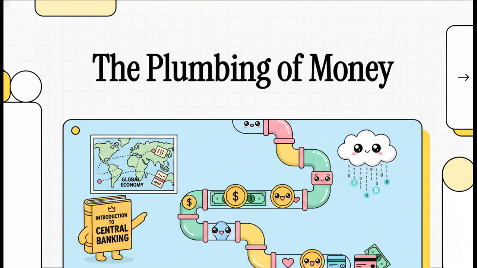Welcome to this explainer. Today, we're mapping out exactly how the plumbing of our financial system works, starting from the simplest physical IOUs all the way up to the digital currencies of the future.